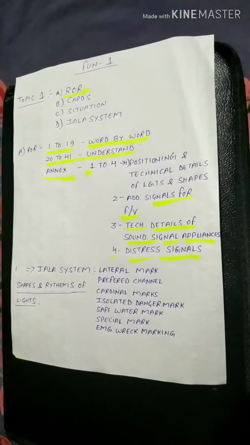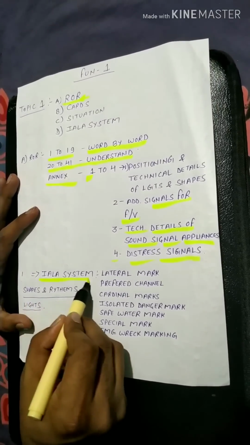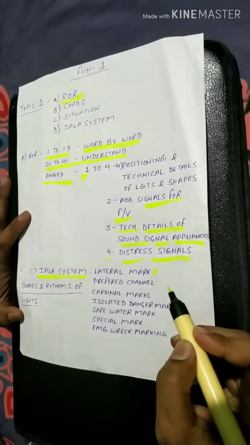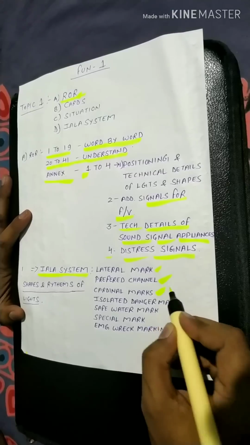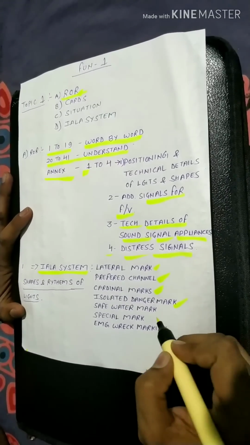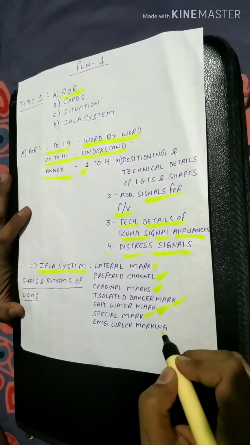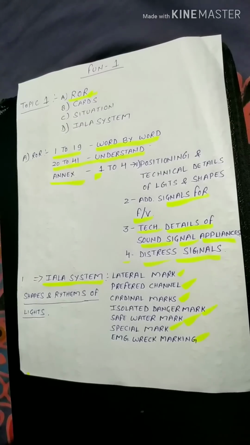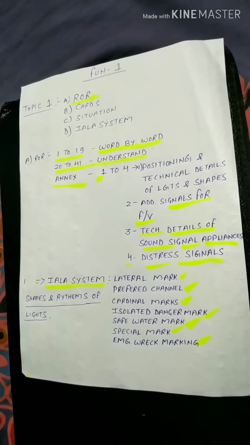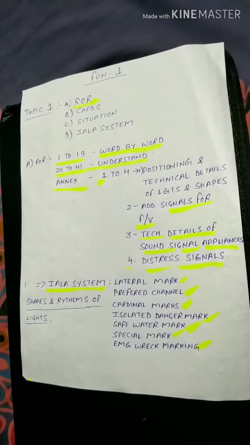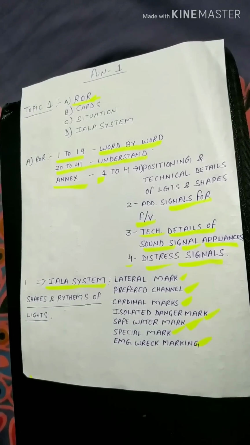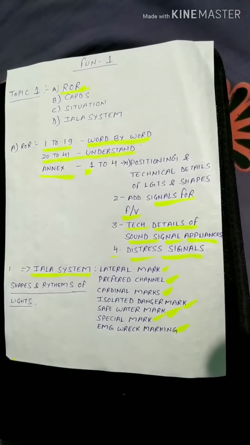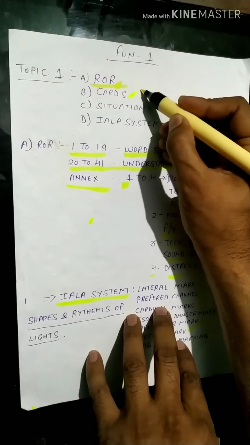Topic 1, the next portion is the IALA buoyage system. In that, you have to study lateral marks, preferred channel marks, cardinal marks, isolated danger mark, safe water mark, special mark and emergency wreck marking. You should know how to draw each and every mark, the color coding of the lights, the rhythms of the light, and the action when you see any of these marks right ahead.